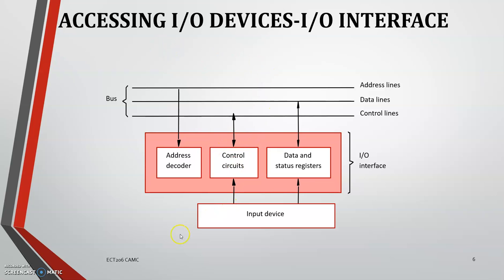So this is the I/O interface, that is the input-output interface. We already discussed that the bus contains three lines, the address lines, data line, and control line. It is connected to an I/O interface. Here an input device is shown. The input device is connected to the bus through an I/O interface. The I/O interface contains an address decoder, a control circuit, and data and status registers.